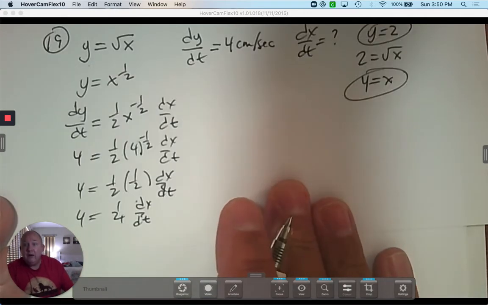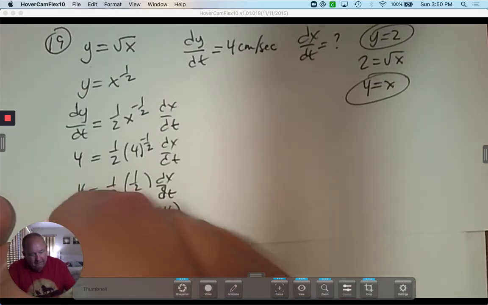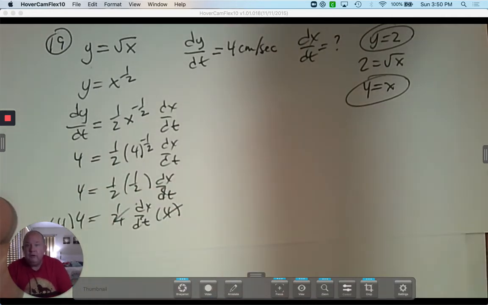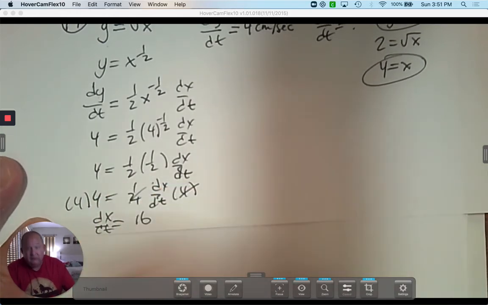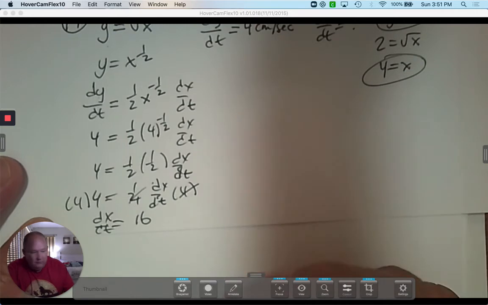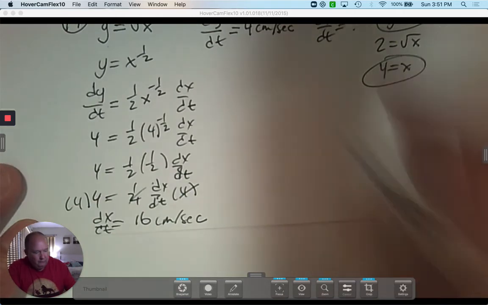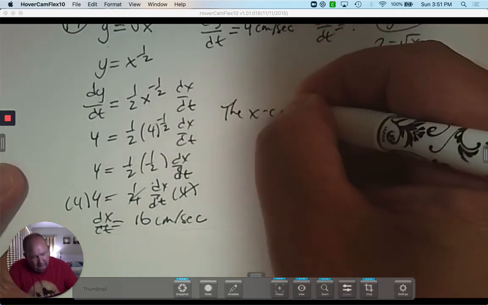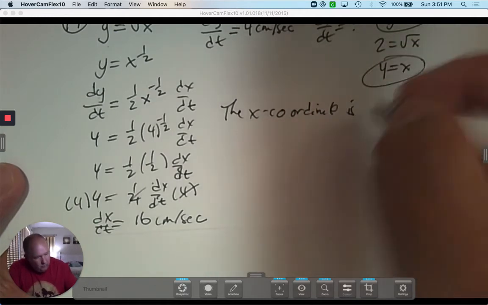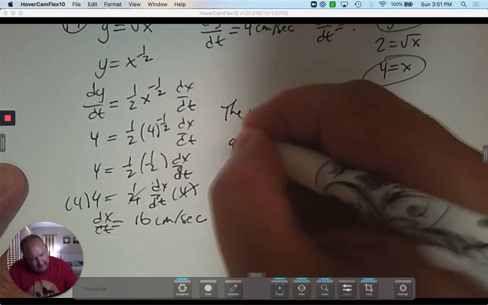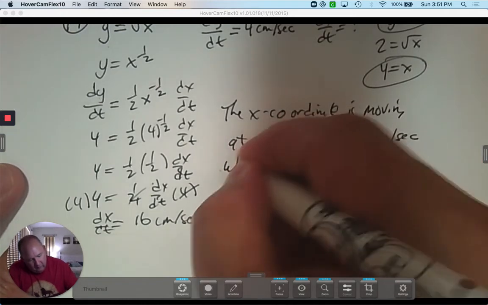And then, how do I undo a quarter? Well, you could divide, but a simpler way would actually be to multiply both sides by 4. So 1/4 times 4, dx by dt is now by itself. And 4 times 4 gives me the answer 16. We do have units, so the answer would be 16 centimeters per second. So at what rate is x moving? You would write down the x coordinate is moving at a rate of 16 centimeters per second when y equals 2.